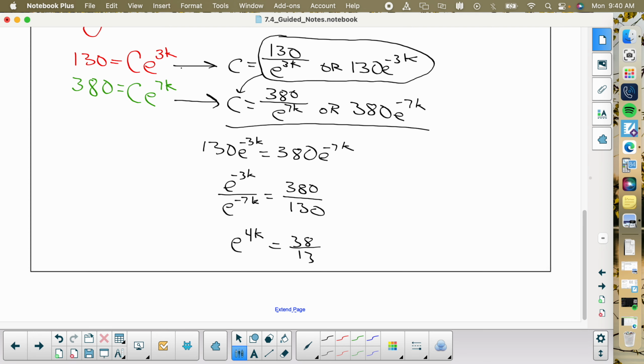And then we're going to have to solve that with natural logs because it's in an exponent. So natural log of both sides, we will get 4k equals ln of 38 thirteenths. And then we would divide by 4.